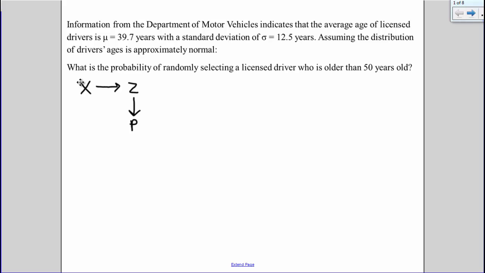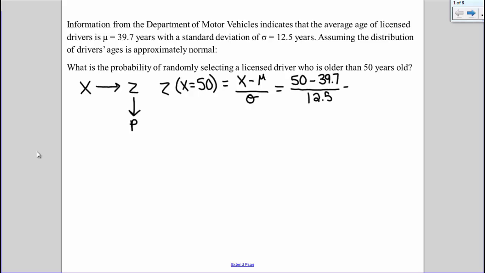So the first step in this is we need to figure out the z-score for someone who is 50. So z when x equals 50. And remember, the z-score formula is x minus mu divided by sigma, or in other words, the score minus the population mean divided by the standard deviation. And the score of interest is 50. The population mean is 39.7, and then the standard deviation is 12.5. So this becomes, and I do one step at a time, 50 minus 39.7 gives you 10.3, divided by 12.5, and you have a z-score of 0.824.